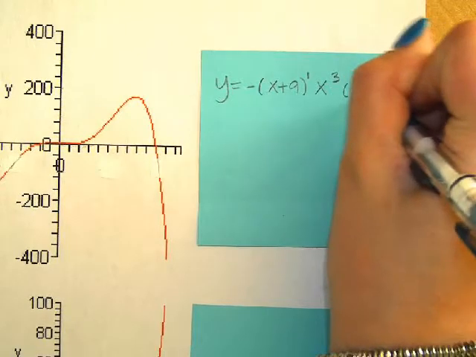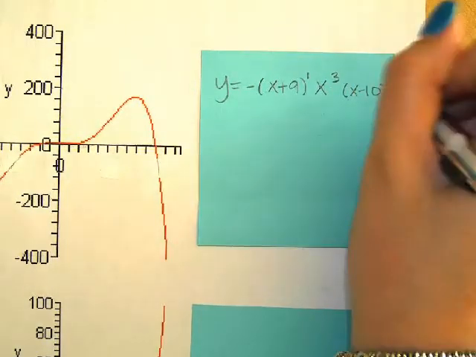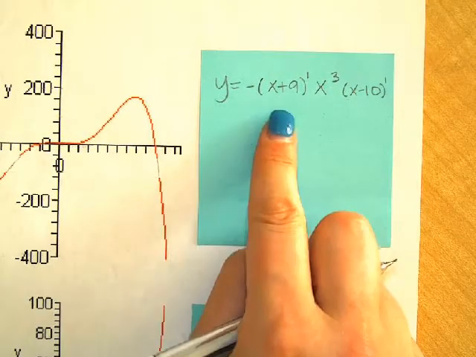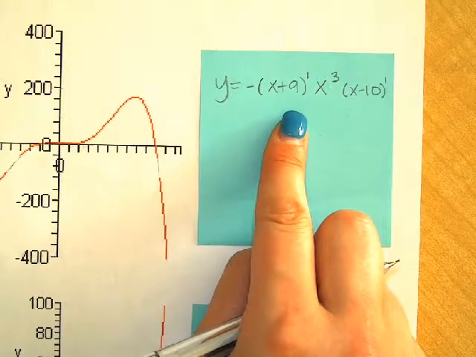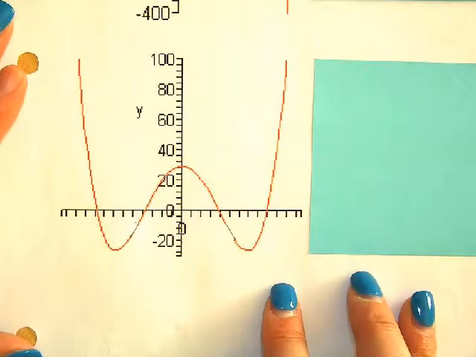X minus 10 to the 1. Okay. Does that fit what we were expecting with an odd degree? Yes, that fits what we were expecting. Okay. So let's look at this one. Even degree or odd degree? Even. How do you know?